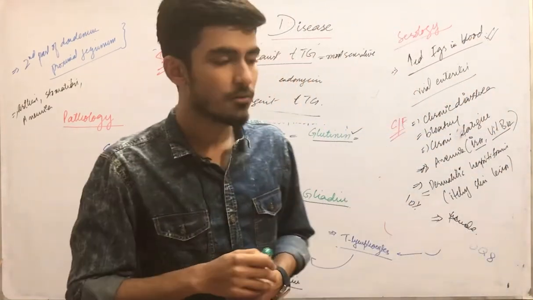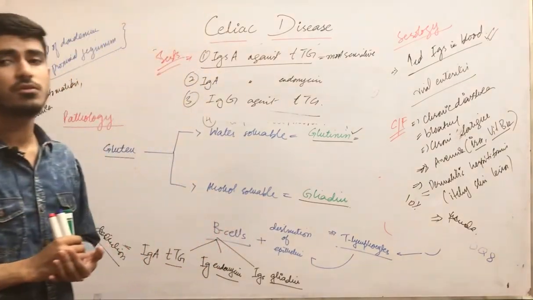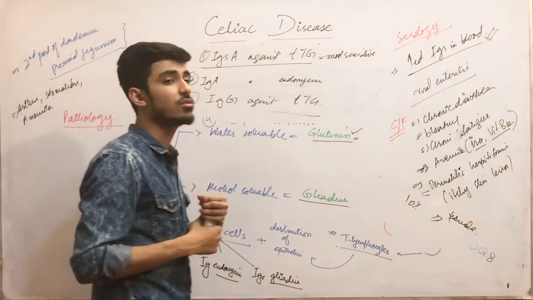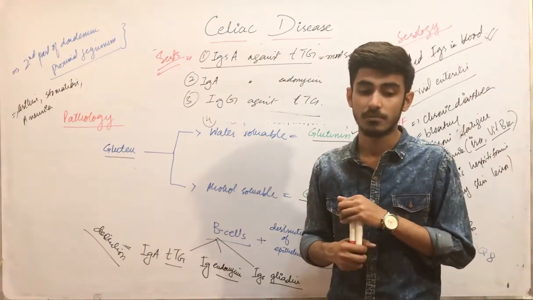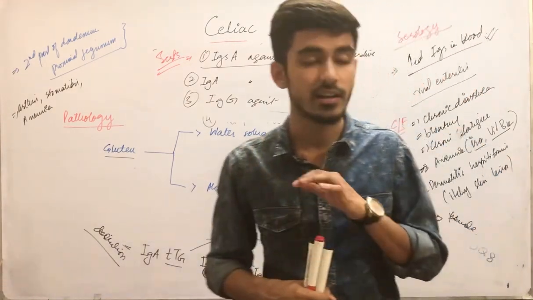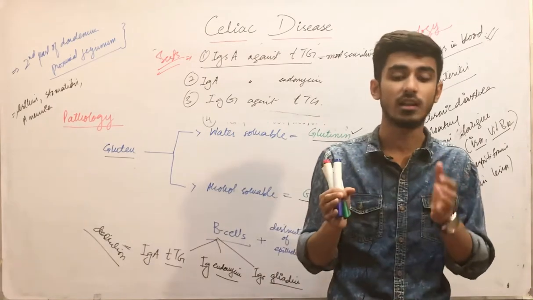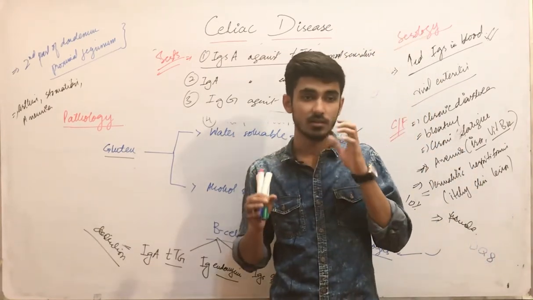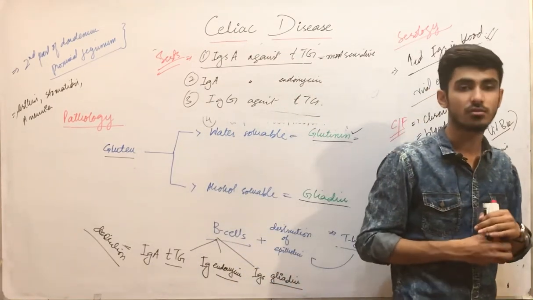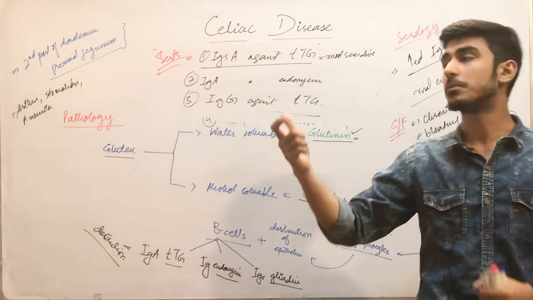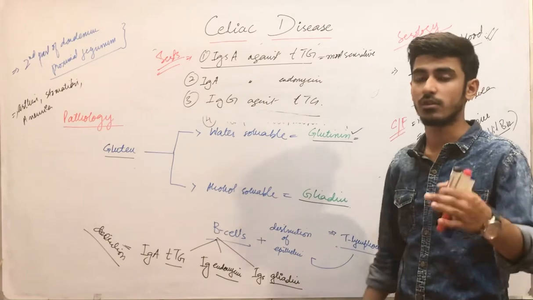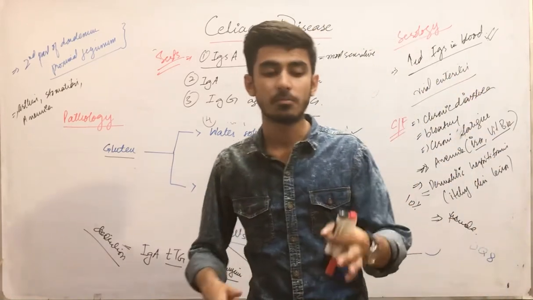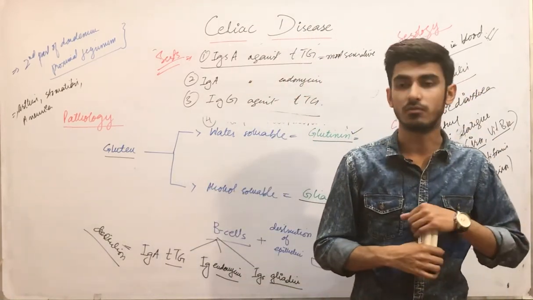Clear? Now we also have that those individuals who present with celiac disease also have an increased risk of getting carcinoma. And the most important carcinoma is the enteropathy associated T cell lymphoma. This is one of the most common carcinomas present in patients with celiac disease, because they are more prone to develop carcinoma, and one of the most common is the enteropathy associated T cell lymphoma.